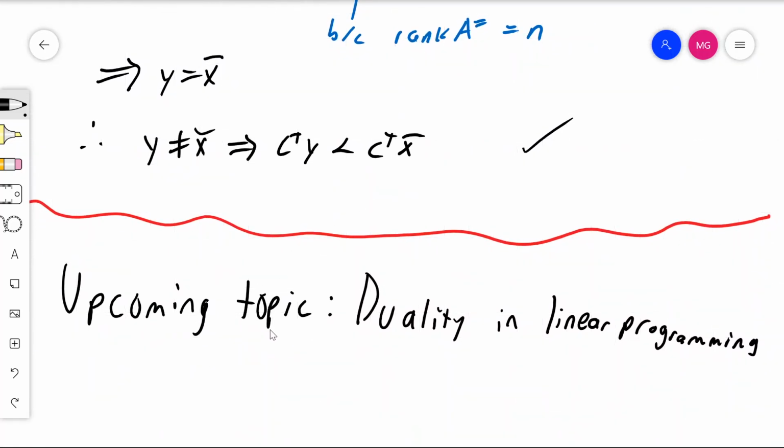So the next topic in linear programming is duality. Duality in linear programming is something that I will explain in upcoming videos, and it's absolutely a topic that you can't not know, and it's very applicable to all sorts of situations. I don't want to say too many words about it right now, but that'll be for the next video.